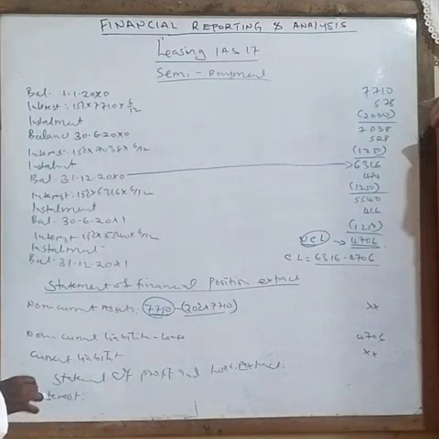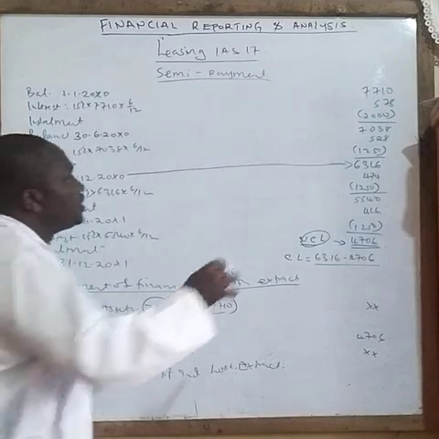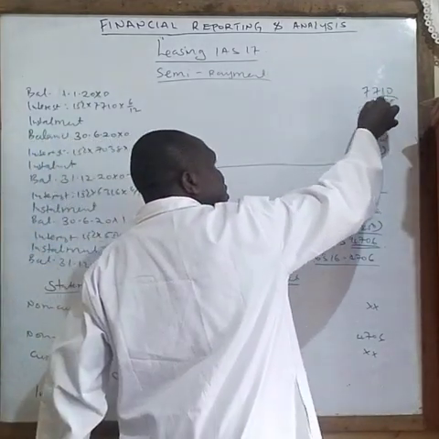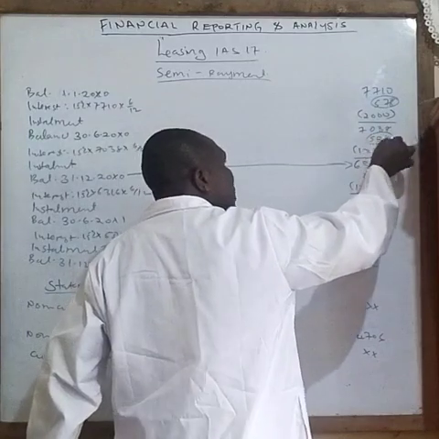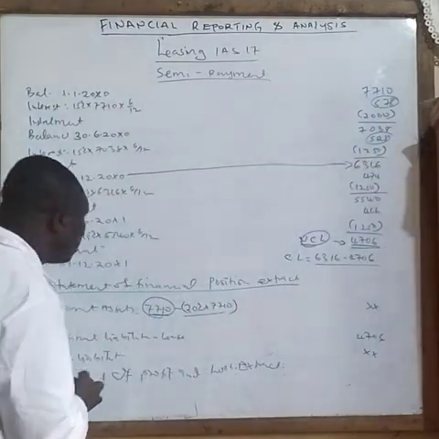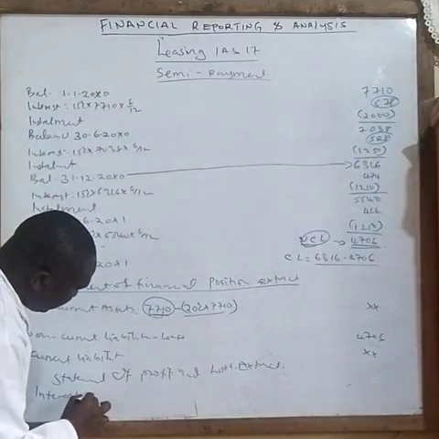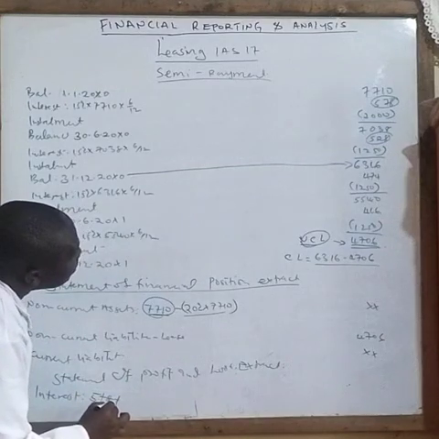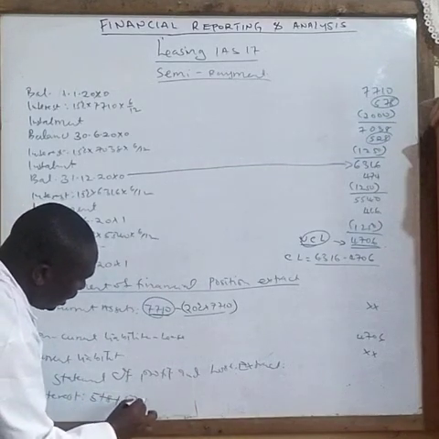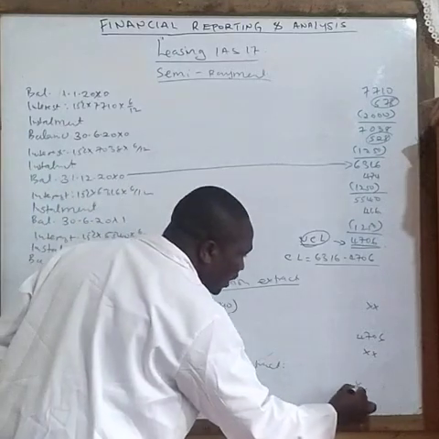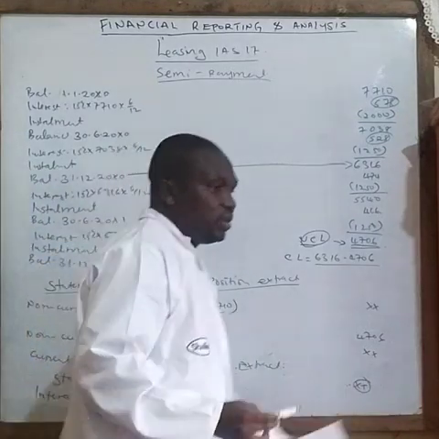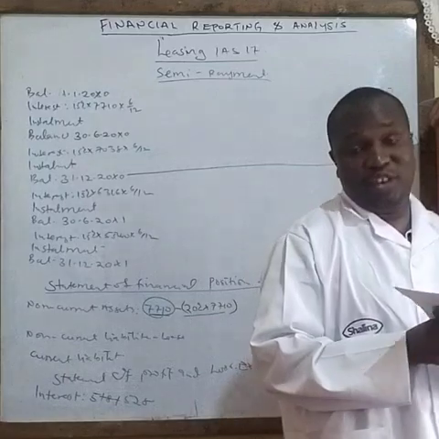Interest for the year, which year? 20x0, which means this is for 6 months, then this is for the last 6 months. So therefore I will add the 2. I will now take 578 plus 528. Then I will get the figure there. Automatically, you would have now disclosed that information.